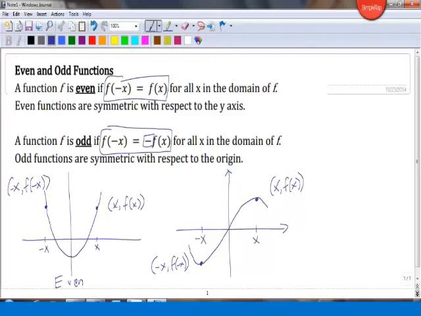What are the implications there? If it's even, its graph's going to have y-axis symmetry. If it's odd, its graph is going to have origin symmetry. So, if it's both even and odd, its graph has to have both kinds of symmetry. See where I'm going with this? And if its graph has both kinds of symmetry, then what else?